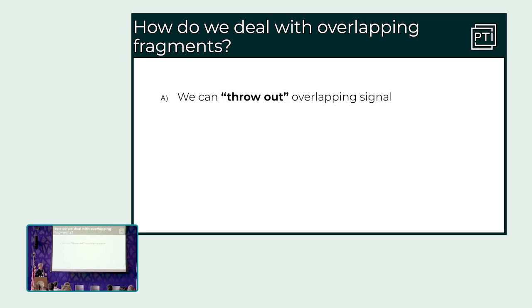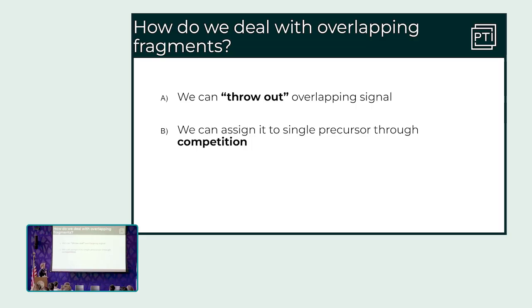So there are different ways you could deal with this. We could throw out overlapping signal. Of course, this is not ideal, given that we'll be left with very few as we multiplex to even greater amounts. And we could assign a fragment to a single precursor through competition. So if a fragment is potentially shared, maybe we only use it to assign confidence to an individual precursor. Or maybe we could just model it. So we can accept this overlap happens. It's going to increase. And so let's try and deal with it. Let's take the data for what it is and try and model it.